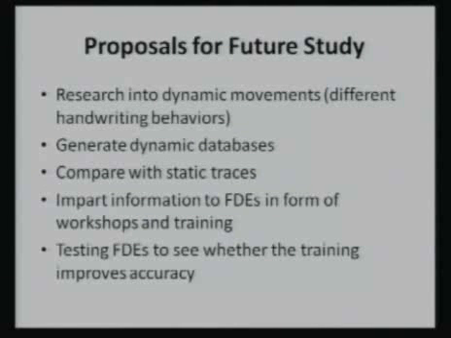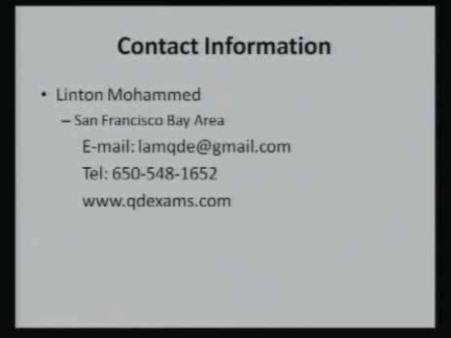Okay, so proposals for future study. Research into dynamic movements, different handwriting behaviors: genuine, forged, disguised, impairment, things like that. Generate dynamic bases, compare with static traces, and then impart the information to document examiners in the form of workshops and training, and test them to see whether the training improves accuracy. Can we train an examiner to better estimate speed of a stroke, size? And, of course, in order to know if this is working or not, you've got to test the examiner. Okay, and that's it.